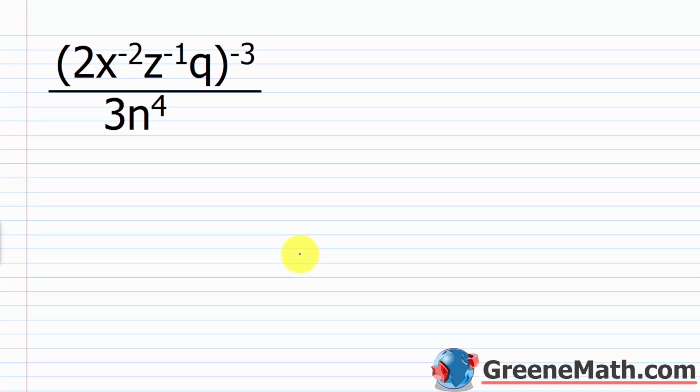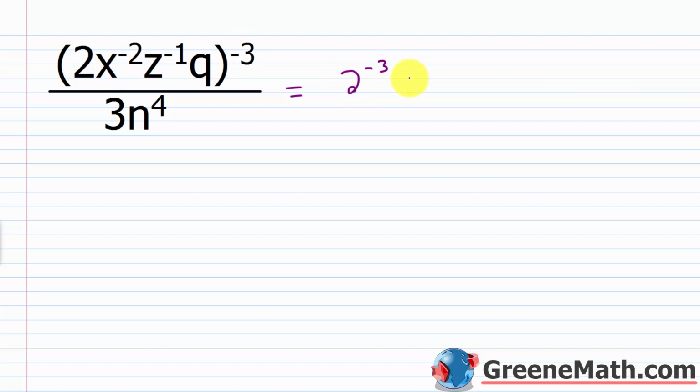All right, for the next one we have inside of parentheses 2 times x raised to the power of negative 2 times z raised to the power of negative 1 times q. So this whole thing inside of parentheses is raised to the power of negative 3. Then this is all over 3n to the 4th power. So to simplify here, I'm going to use my power to power rule. So each part here is going to be raised to the power of negative 3. So I would have 2 raised to the power of negative 3. I would have x to the power of negative 2 raised to the power of negative 3.